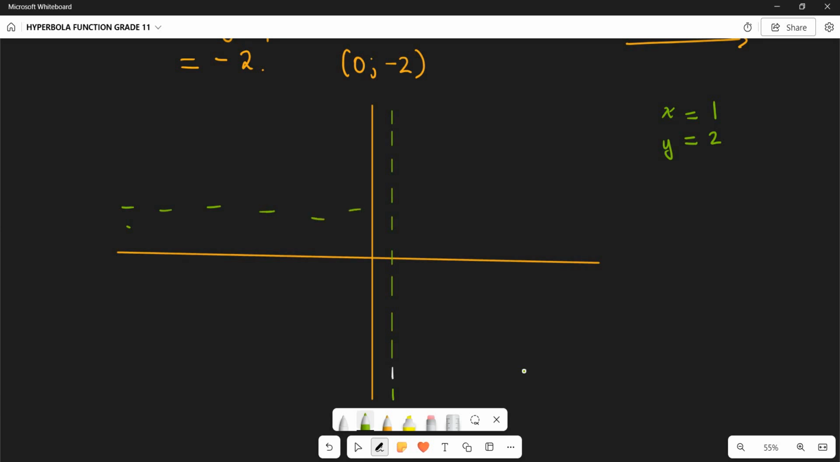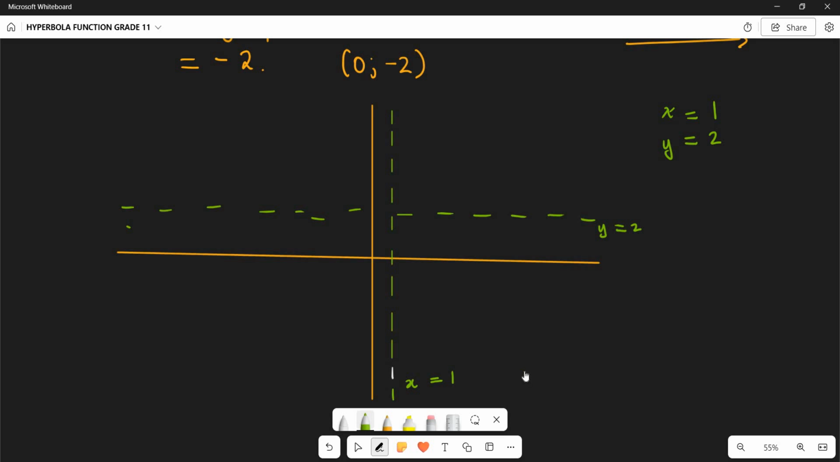Never mind that it's not straight, but you can see that these are my asymptotes. Okay, this is the line y equals 2, and this is the line x equals 1. So let us now plot the x-intercept and y-intercept.